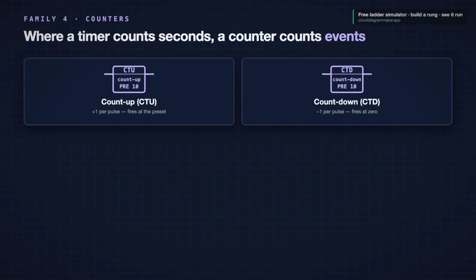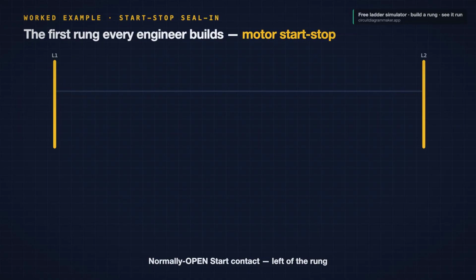Now, let us put the symbols to work on the rung every engineer builds first. A start-stop motor with a seal-in. Read it left to right. First, a normally open start contact. Next to it, a normally closed stop contact. Then, on the right, the motor output coil. Press start. The open contact closes. Stop is already passing power, so the rung completes and the motor coil energizes.